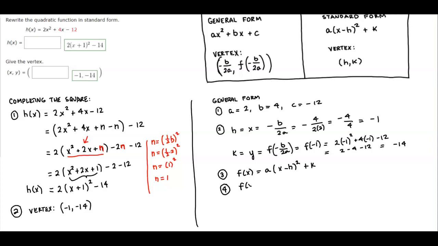So we have f of x. Well, we know that a from the first step is 2, and this is x minus, well, h is -1, squared plus k, which is -14. So therefore, this becomes f of x equal to 2 times (x plus 1) squared minus 14. So you can see that we get the same result as using completing the square. And then we determine from here that the vertex is (-1, -14).